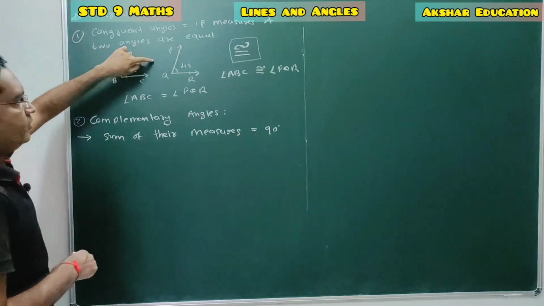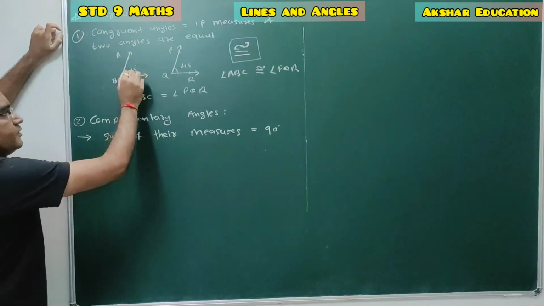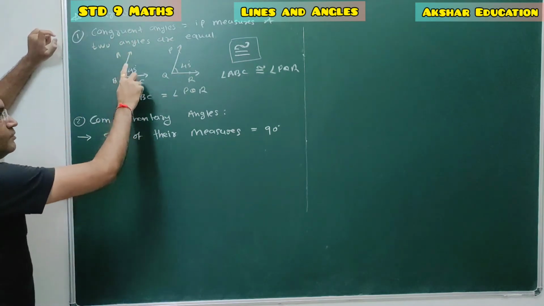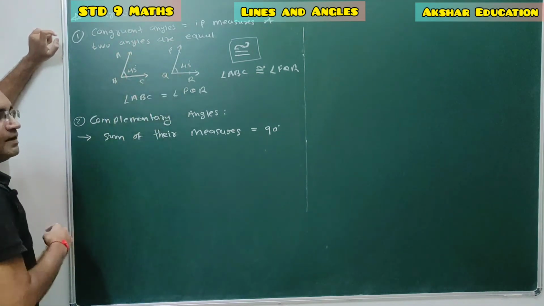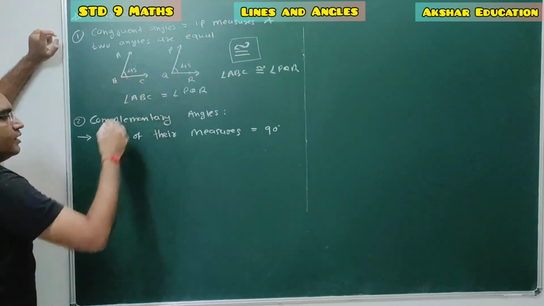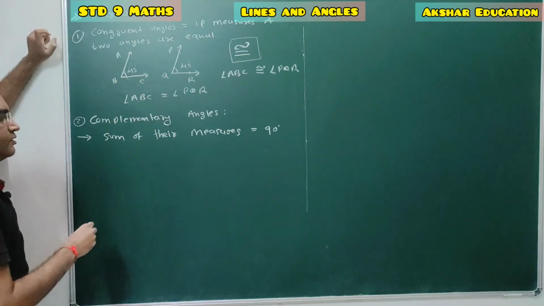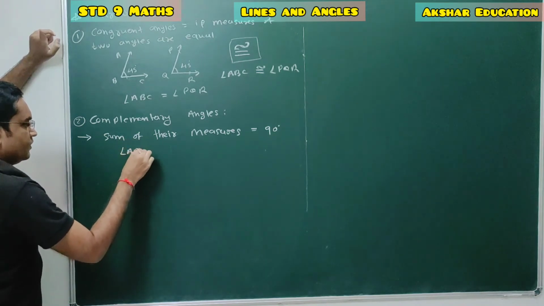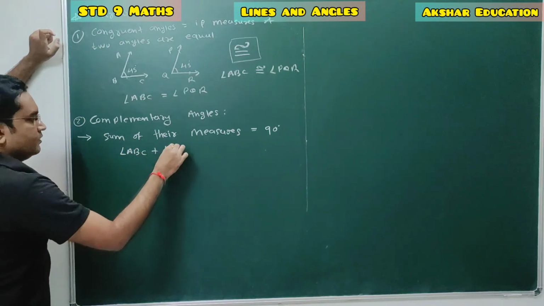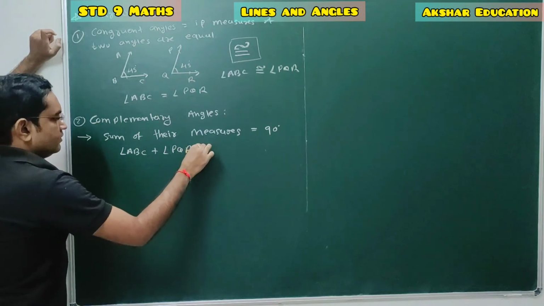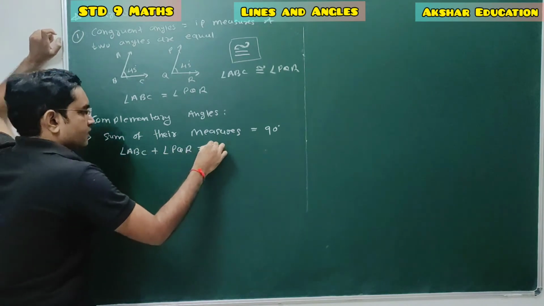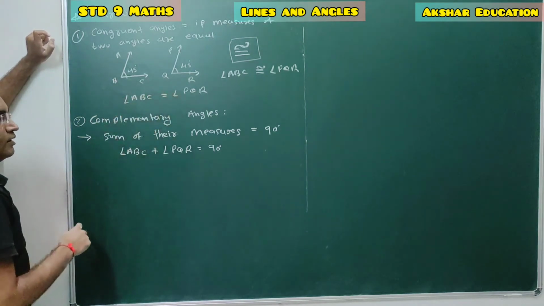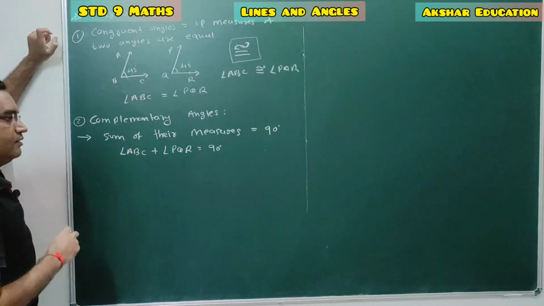Now for example, these two angles are equal in measure, hence they are congruent angles. But the sum of the measures of these two angles is 90 degrees. So these two angles are known as complementary angles of each other. Here we can say that angle ABC plus angle PQR, their sum of measure is equal to 90 degrees, and hence angle ABC and PQR are complementary angles.